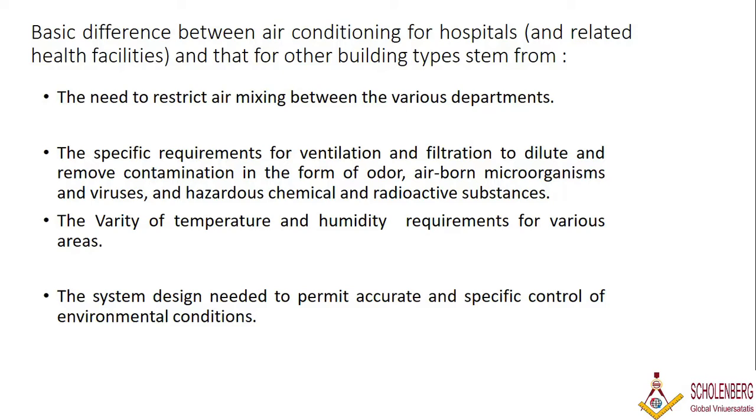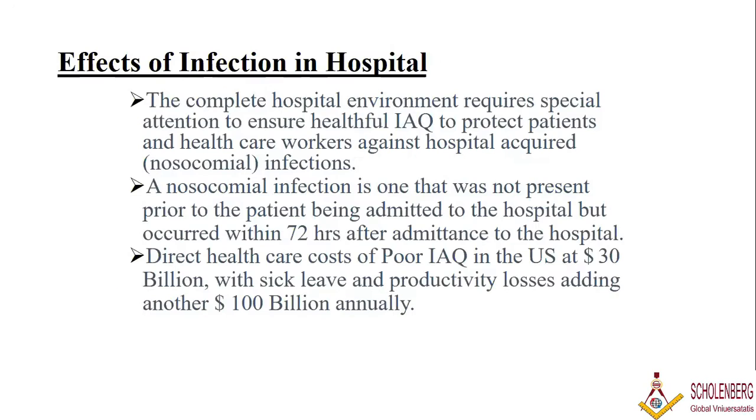The system design needs to permit accurate and specific control of the environmental conditions. If it is a comfort condition, we always say 22 plus or minus 2 degrees, or 23 to 25. Even if it goes to 26, or even if it goes to 21, in normal places it is not going to affect much when I am designing an air conditioning system for the comfort of an office area or comfort zone.